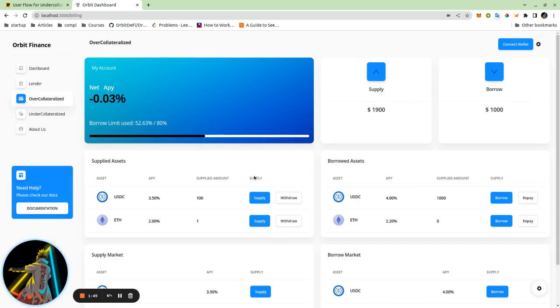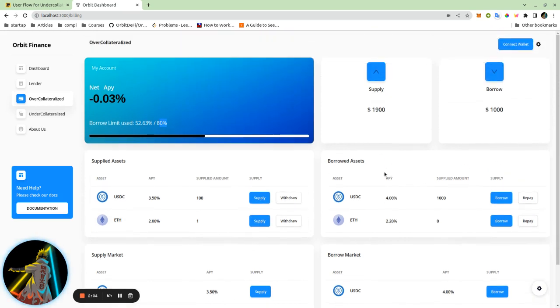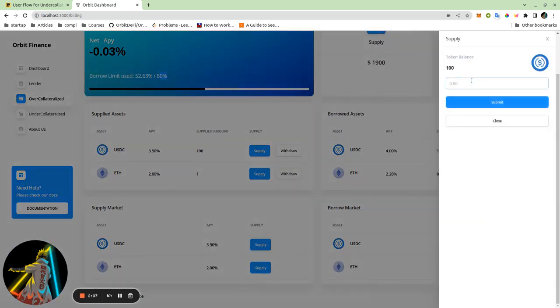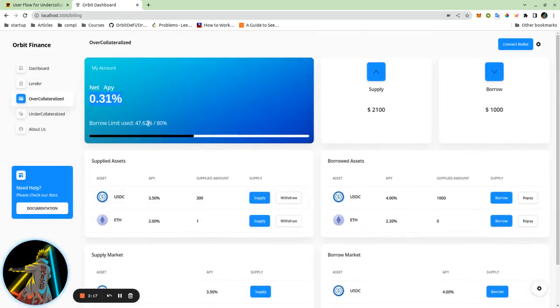The over collateralized market means that the loan's value has to be less than the collateral's value. So for the demo's purpose, we have kept that limit to 80%. That means that 80% of the supplied amount can be borrowed at max. So this user has already done some supplies. Let's try to supply 200 USDC. As you can see, the supplied amount increased over here, and the net APY also changed. And as I supplied more, my net collateral factor decreased.